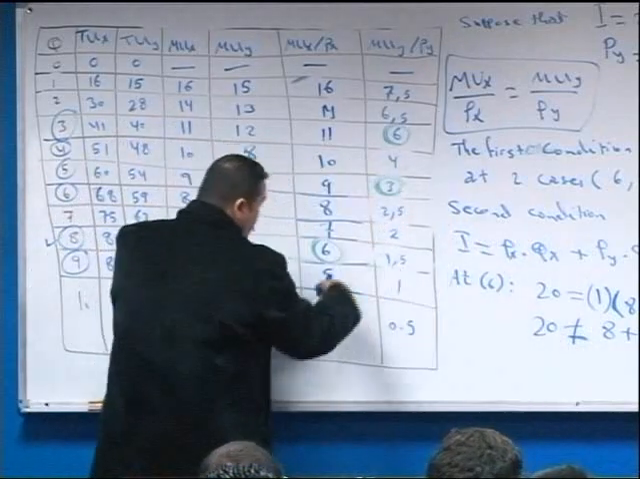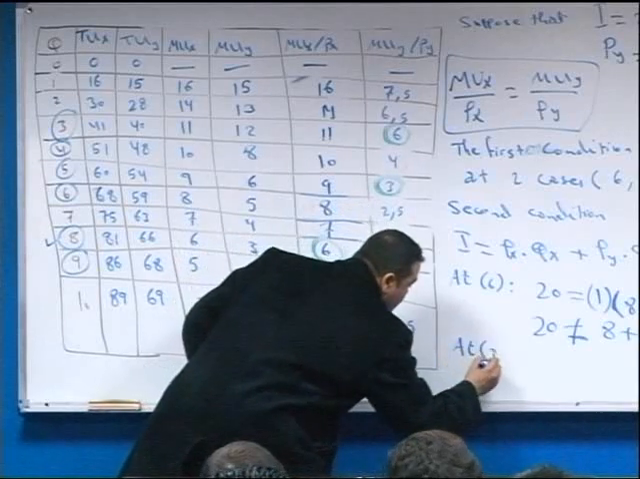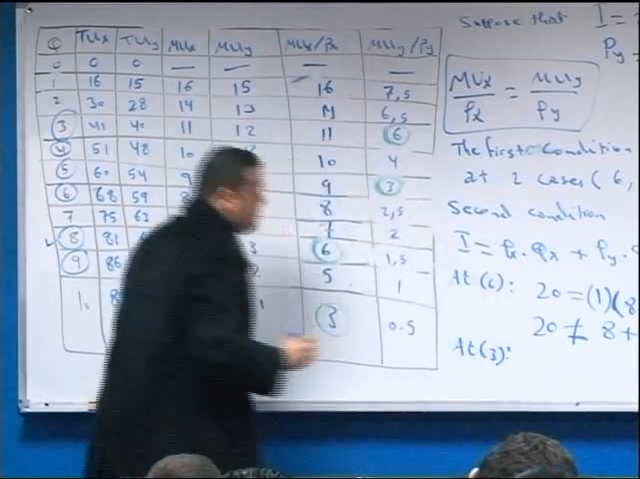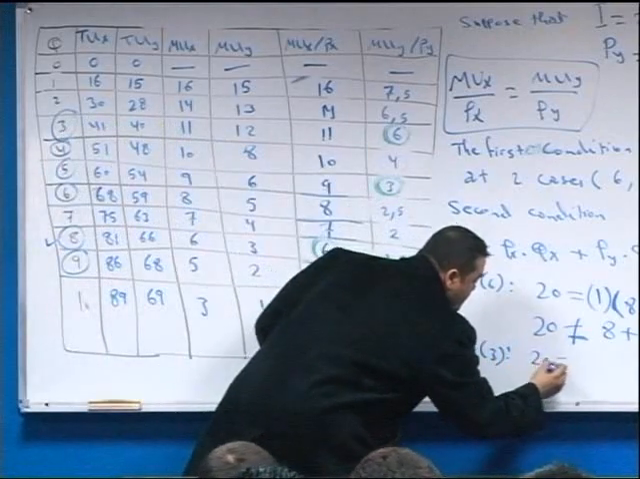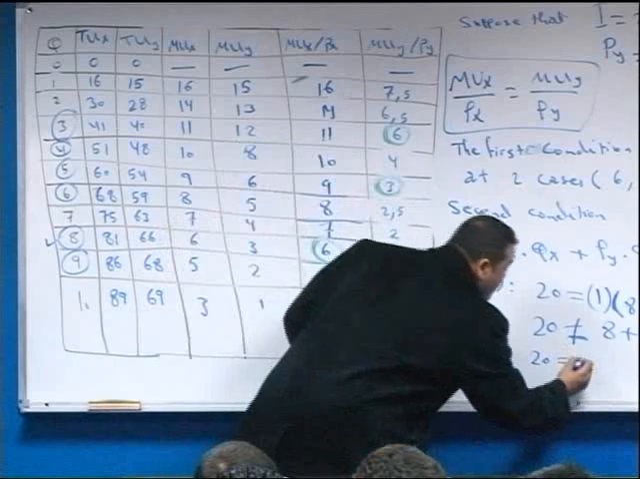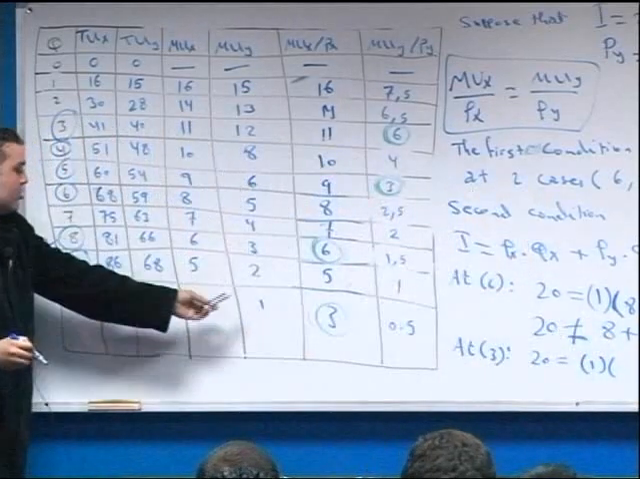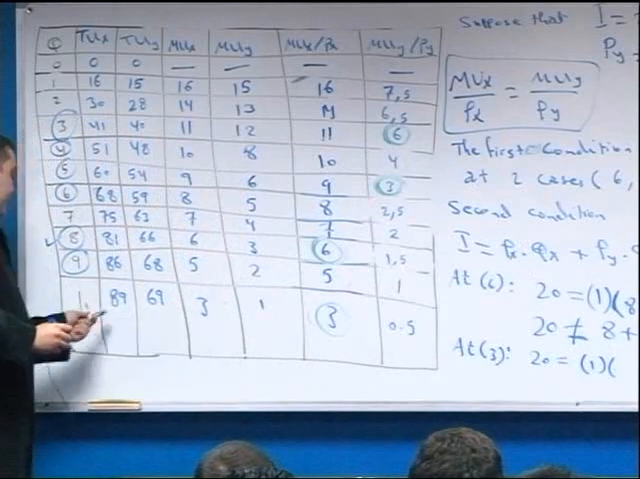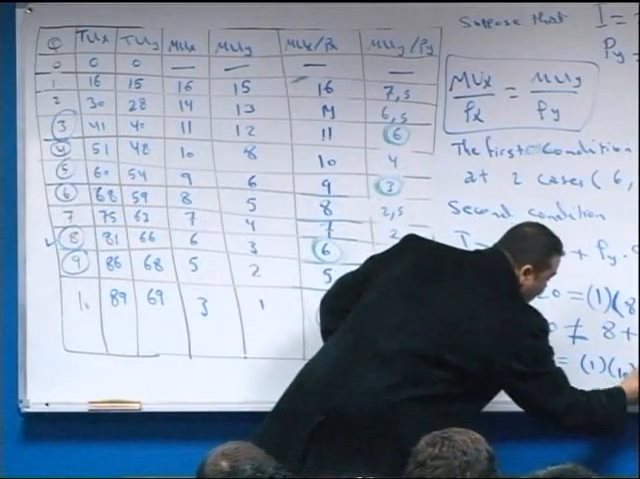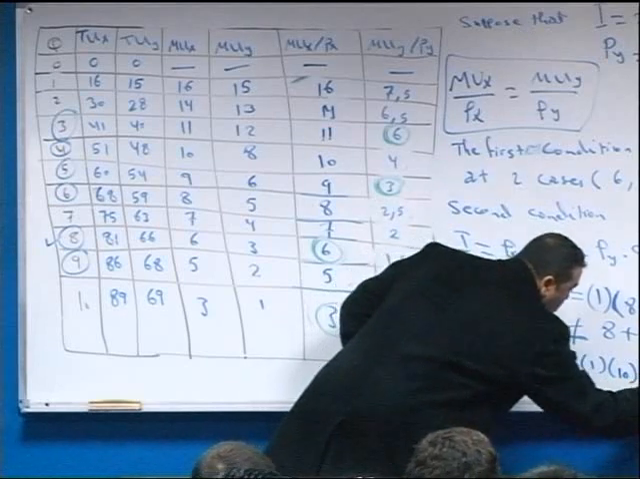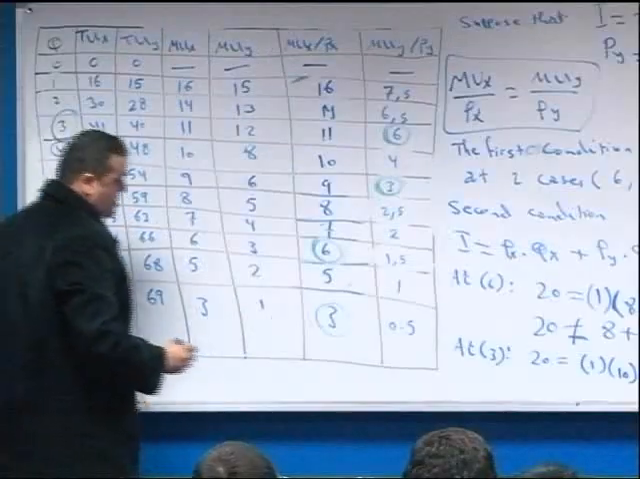Let's go to the second, at 3. 20 must equal 1 times how much does the quantity of X equal? 10, plus 2 times how much? 5, yes.